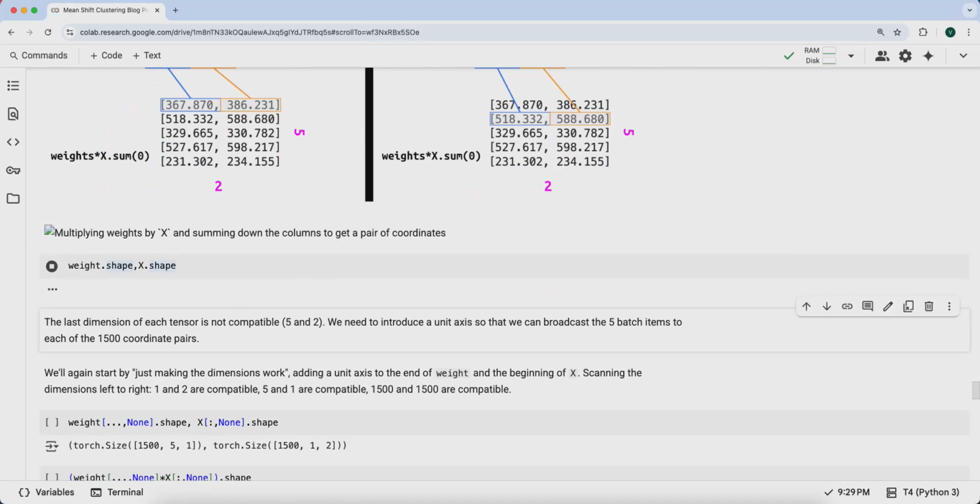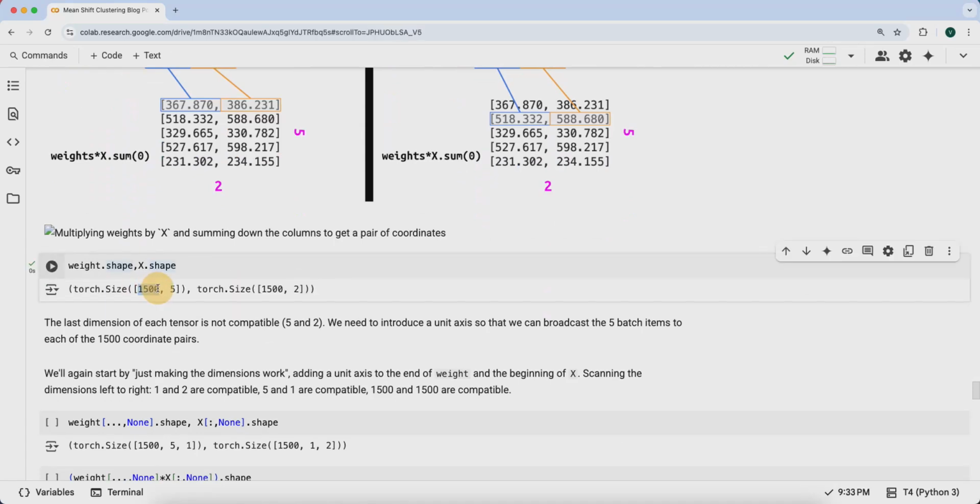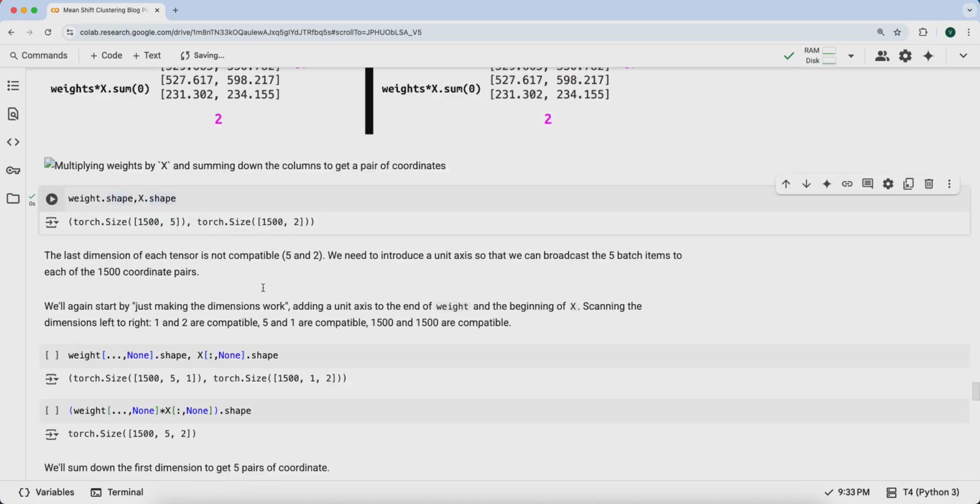So let's look at the shapes we're dealing with. Our weight matrix is 1500 rows by 5 columns. Our data set is 1500 rows by 2 columns. So obviously 2 and 5 are not compatible, they're not divisible. So we need to introduce a unit axis in such a way that we broadcast the 5 batch items to each of the 1500 coordinate pairs.